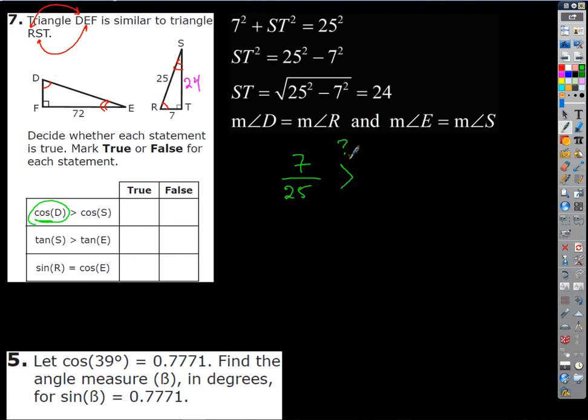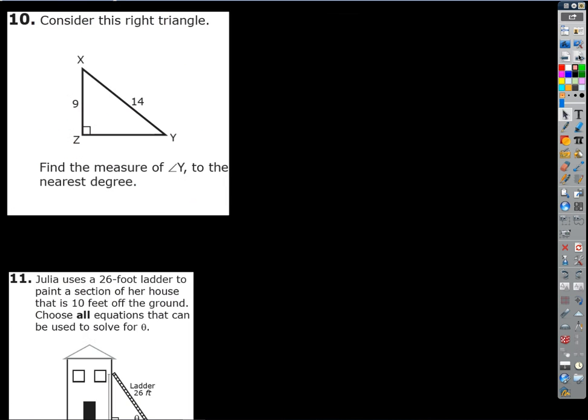So we want to know, is that greater than cosine of S? What's the cosine of S? So from S's perspective, we're going to get 24 is the adjacent leg, 25 is the hypotenuse. So that didn't work at all, did it? Right? That's not true. It's false. See how that works? Okay? You get the idea? Okay, I'm going to skip forward though.